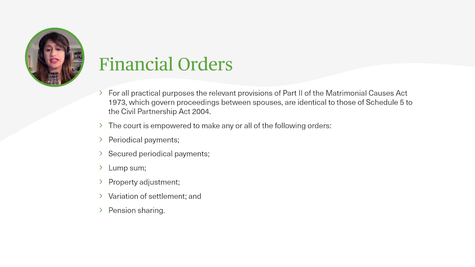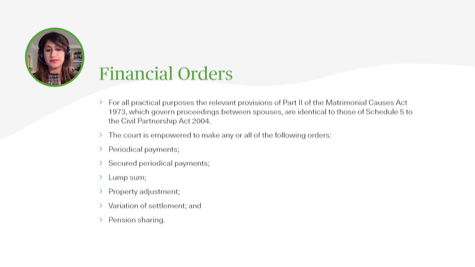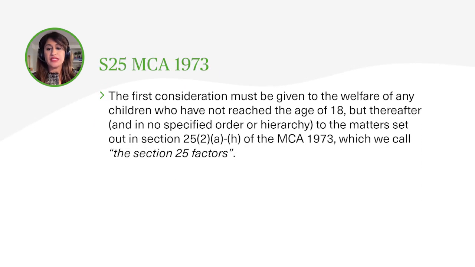In exercising these powers, the court must have regard to all the circumstances of the case. The first consideration must be given to the welfare of any children who have not reached the age of 18, but thereafter, and in no specified order or hierarchy, to the matters set out in sections 25 2A to H of the MCA 1973, which we call the Section 25 factors. The Section 25 factors are not formulaic, but are a list of relevant considerations that the court must consider in no particular order.